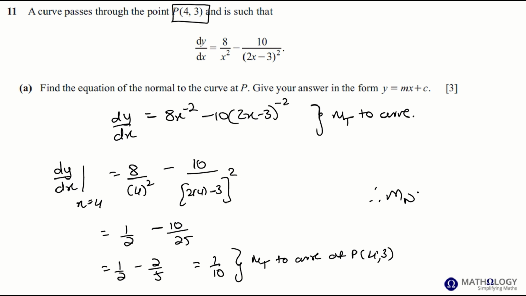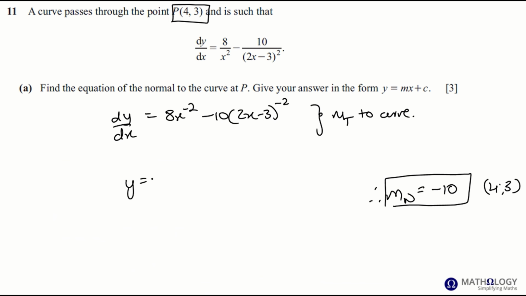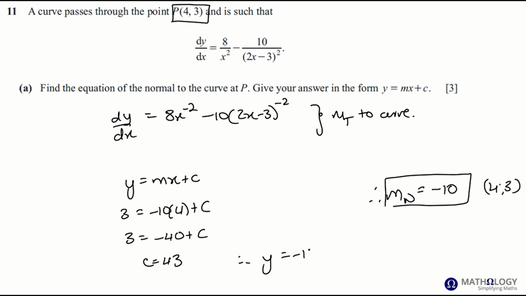Therefore, the gradient of the normal to the curve at P is the negative reciprocal of 1/10, which is negative 10. We now have the gradient of the normal, and we have the point of contact. So we can now determine the equation of the normal. So 3 equals minus 10 times 4 plus c. c equals 43. Therefore, the equation of the normal is y equals minus 10x plus 43.